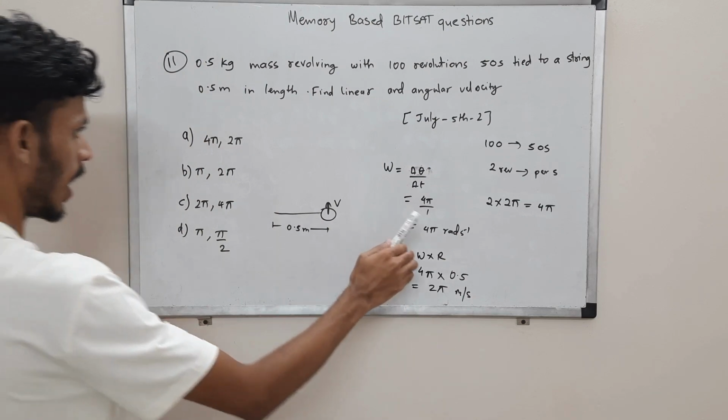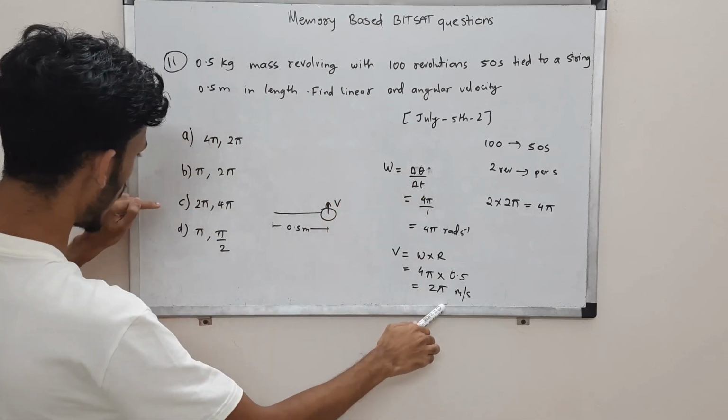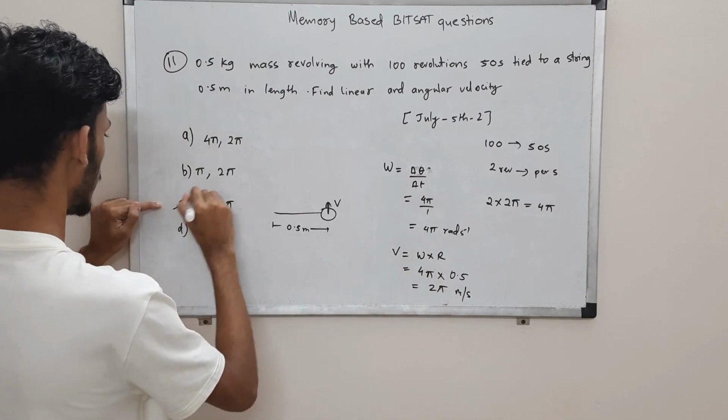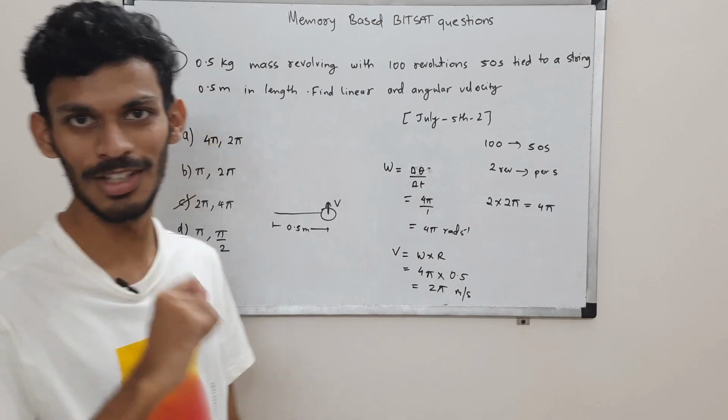So first we have to find linear. Linear is 2 pi and angular is 4 pi. So option C, right? Linear is 2 pi, angular is 4 pi. That's our answer. Over to the next question.